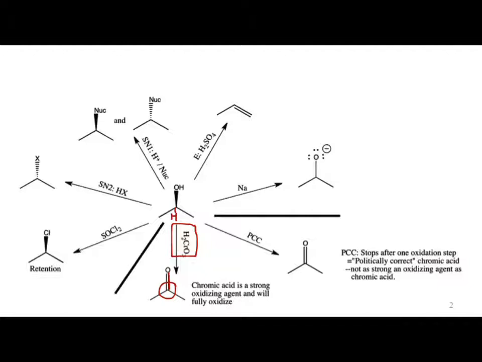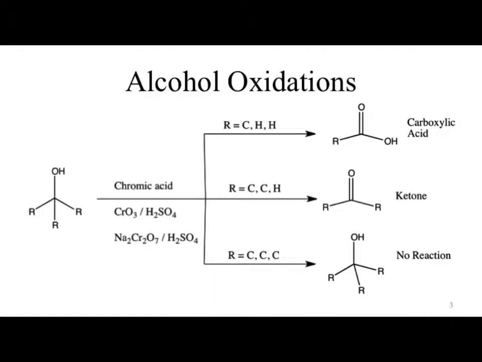Okay? If you start with PCC, this is where we talked about politically correct chromic acid. It's a milder oxidizing agent, so it's not going to fully oxidize. Okay? And by fully oxidize, I mean it will stop at the carbonyl. So we can get ketones, we could also get aldehydes. Okay? Not all that information fits on there, so there's a secondary thing we could look at.